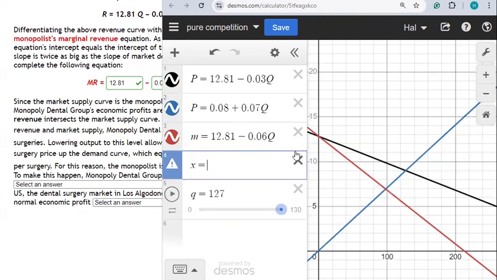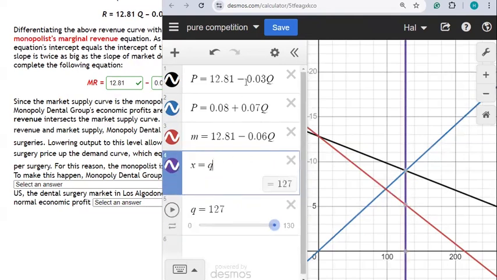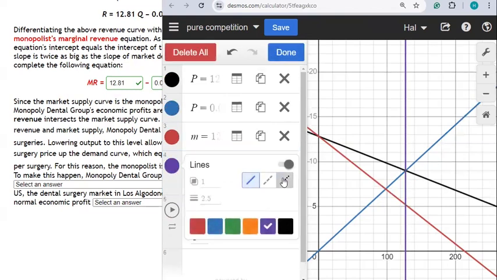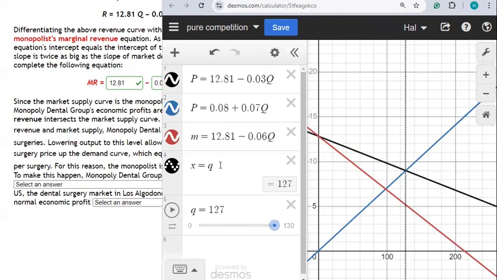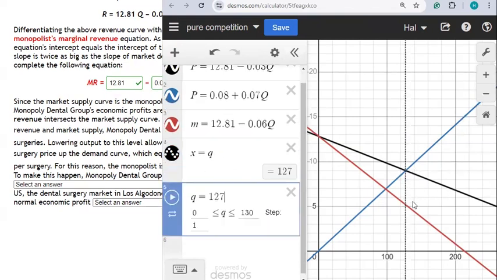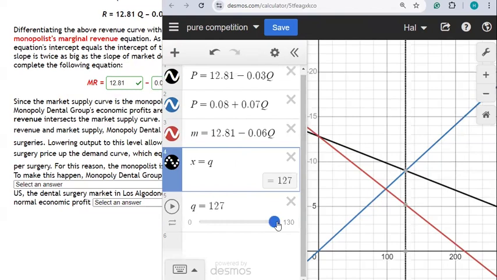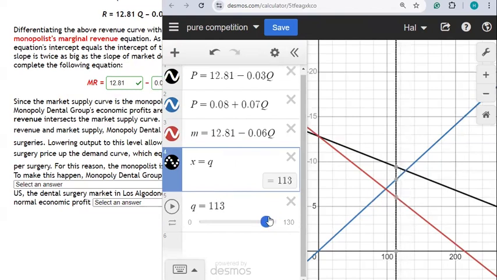And then I'm going to just call that Q. I'm going to change it to black and dashed, and I'm going to thin it out. Done. So if I click on this, notice it's a vertical dotted line. As I reduce this, what happens to the quantity of surgeries being performed? Quantity of surgeries being performed is being reduced, right?